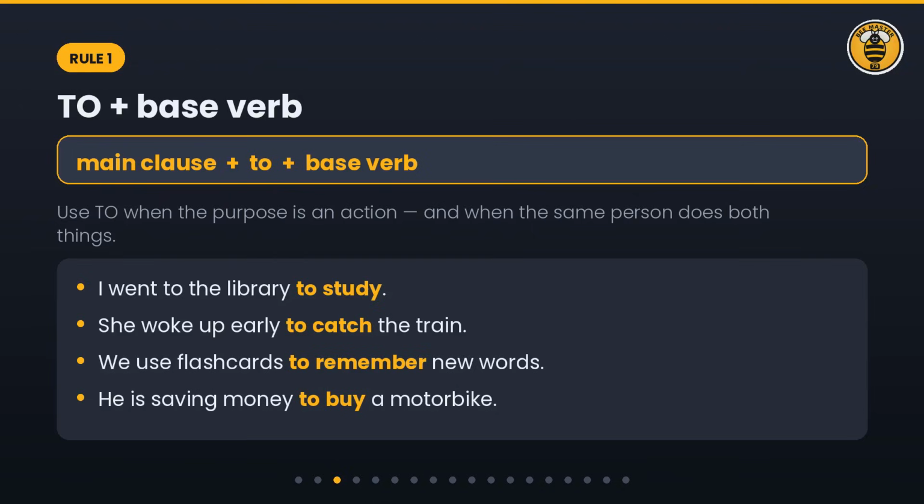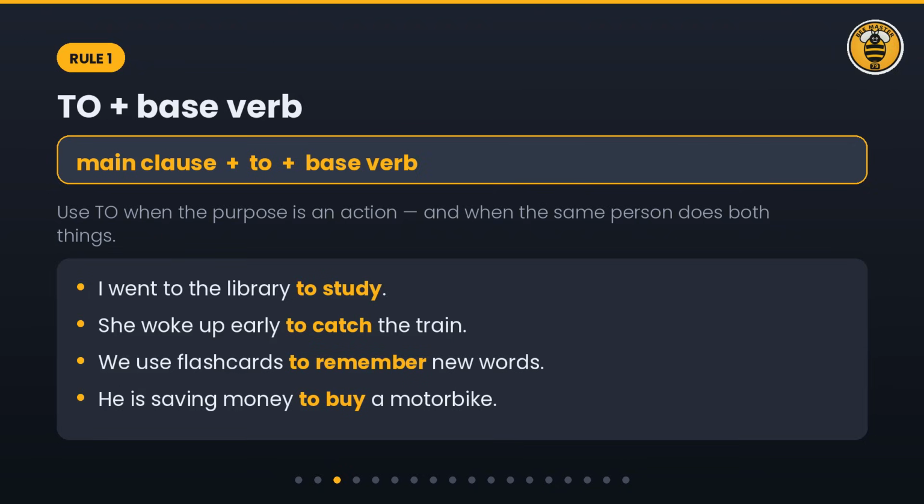Rule 1. To plus the base form of the verb. Grammar books call this the infinitive of purpose. The structure is simple. Your main clause, then to, then the base verb. Not the past form, not the ing form, the base form.